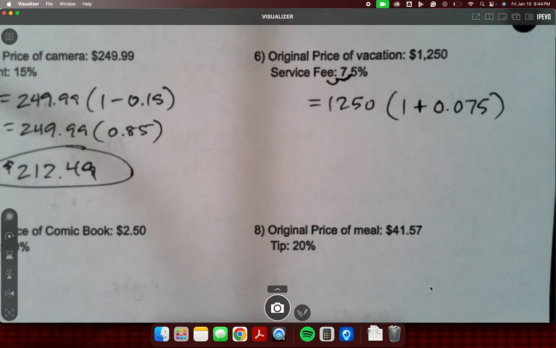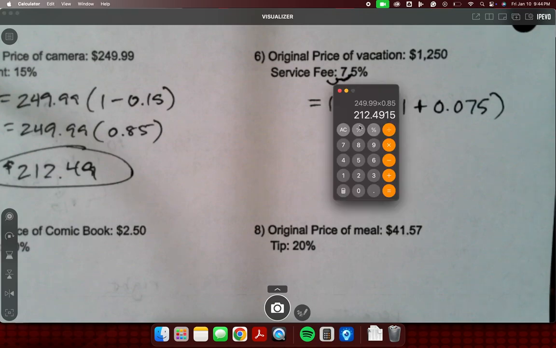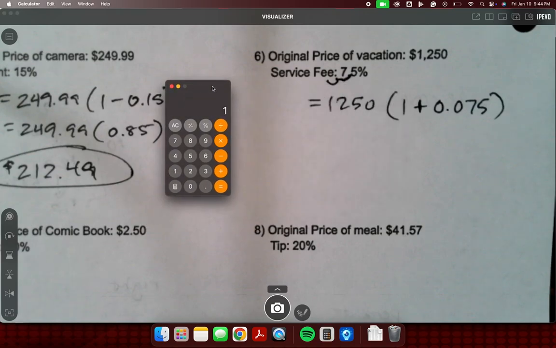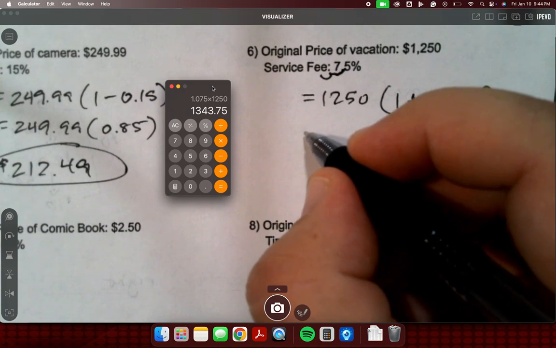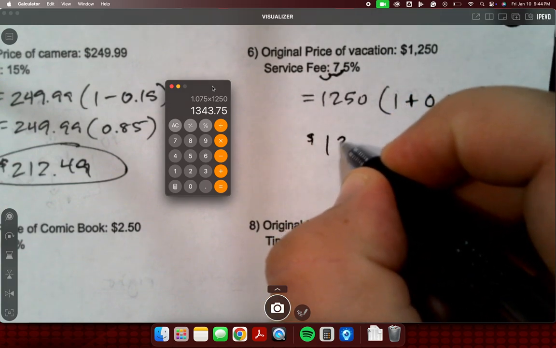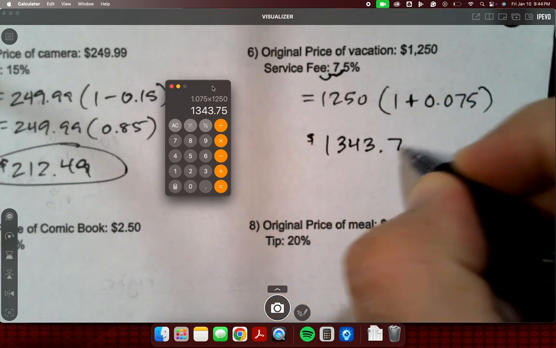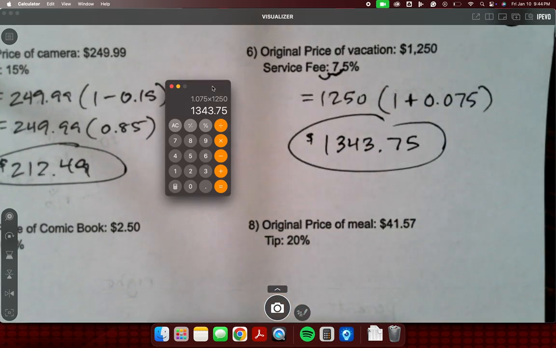Okay, so in the calculator, I'd recommend first doing what's in parentheses, 1 plus 0.075, hit enter, then multiply by the original price, $12.50. So the new cost due to the service fee is $1,343.75.